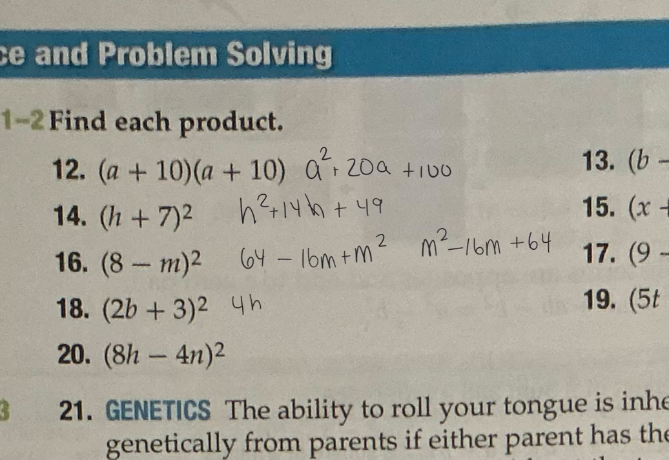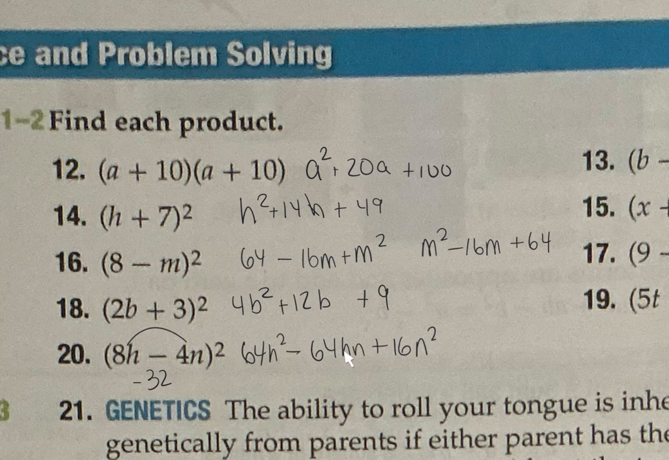Square the first, square the last, multiply is 6 and double is 12. Square the first is 64, h squared. Square the last is positive 16, n squared. Multiply is negative 32 and double is negative 64. Hn, or you could say nh. The order doesn't really matter of those variables.